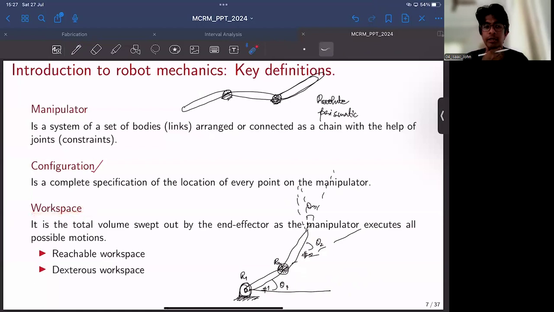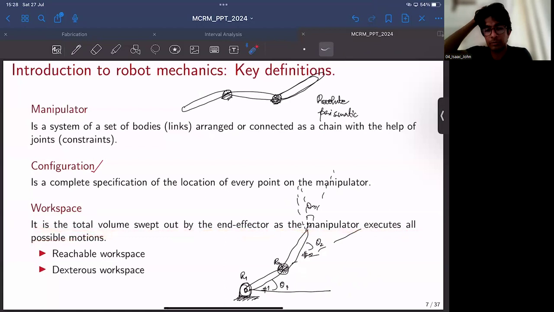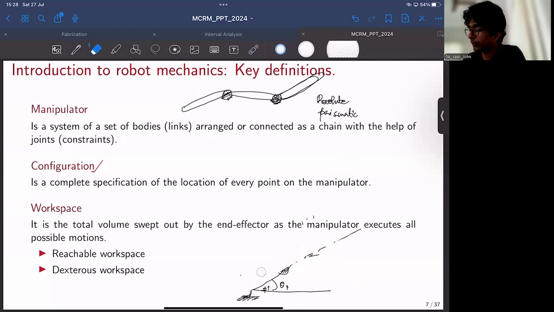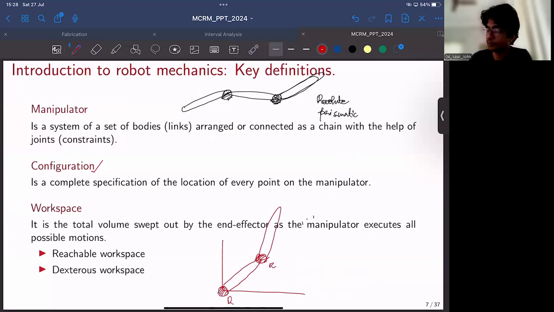Actually, we have already talked about what we mean by workspace. That is nothing but the total volume swept out by the end effector of the manipulator as it executes all the possible motions. So one example, one of the most frequently modeled and studied manipulators, is something called a 2R manipulator or an RR manipulator, which is short for a manipulator having two revolute joints, R and R. That is how we got the name RR manipulator.